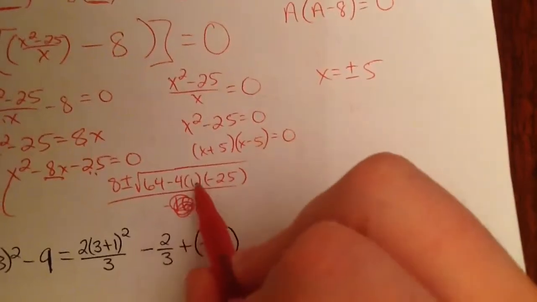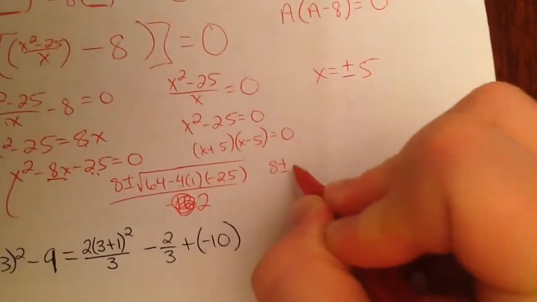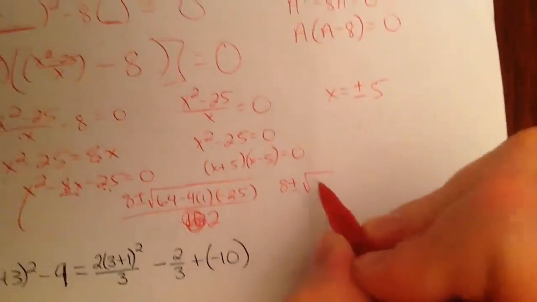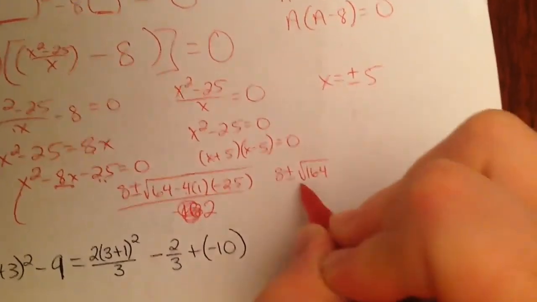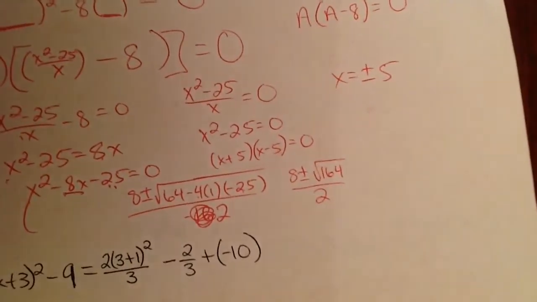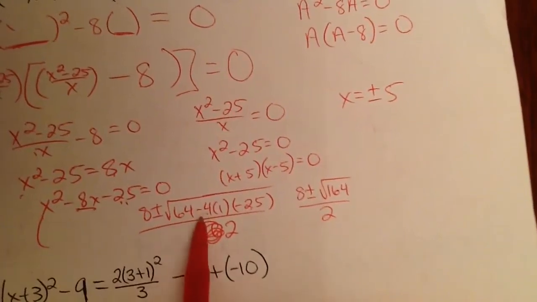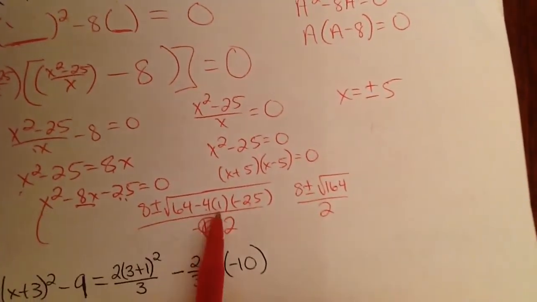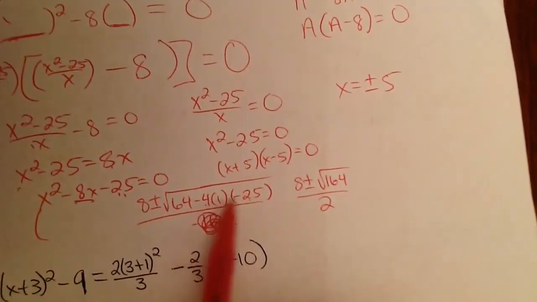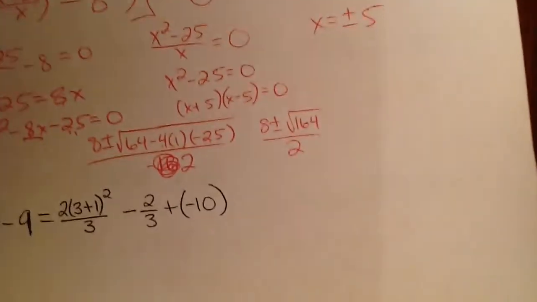So now, let's see, negative 4 times negative 25 is positive 100, so I have 8 plus or minus the square root of 164 over 2. Is that for real? Did I mess up? B squared minus 4ac: a is 1, c is negative 25, negative times negative is a positive, yeah, all right. So I gotta simplify that.